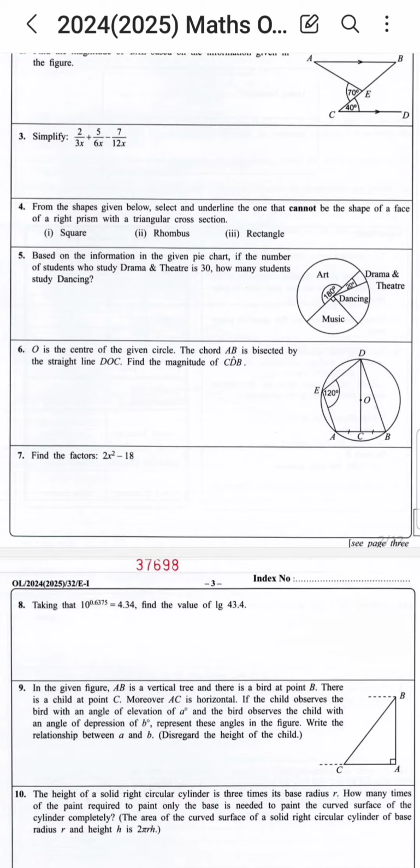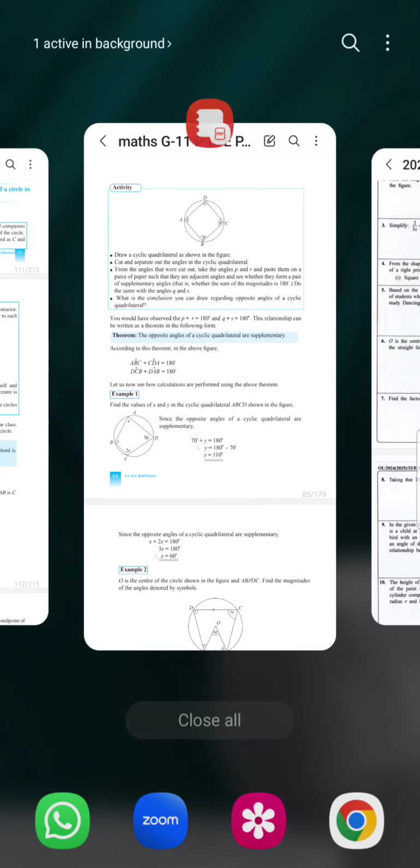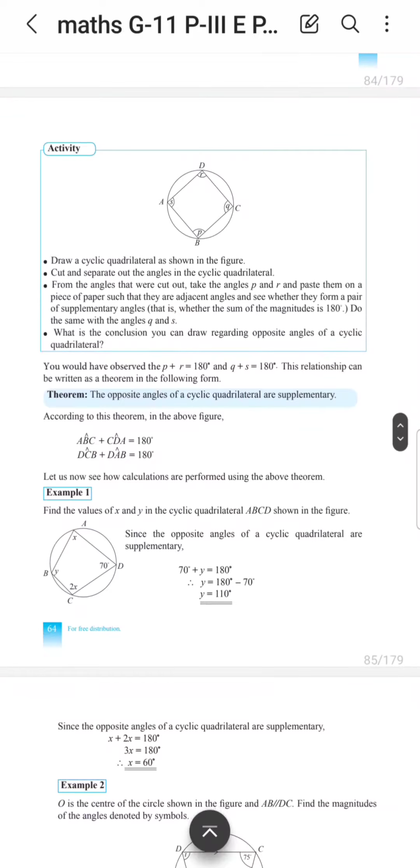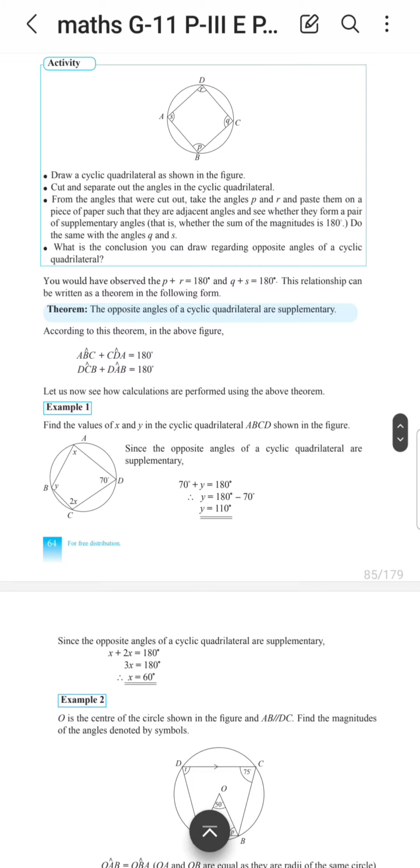So first of all, I'd like you to see the units. This is a unit from grade 11, the 21st unit, cyclic quadrilaterals. There is a theorem in this particular section: the opposite angles of a cyclic quadrilateral are supplementary. Supplementary means when you add those two opposite angles, you will get 180.